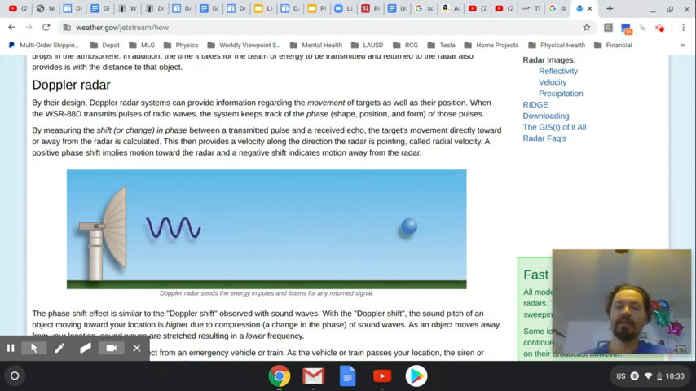All right. So you can see not only where things are, and you can figure out where they are, by the way, by looking at how long it takes for the echo to come back.